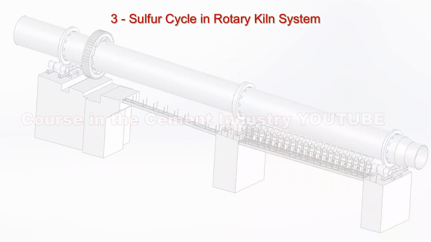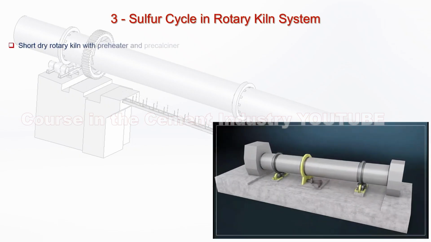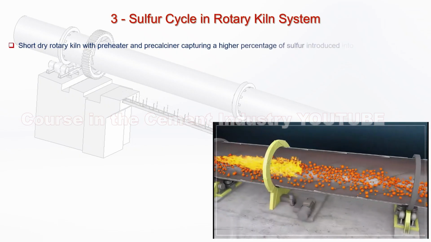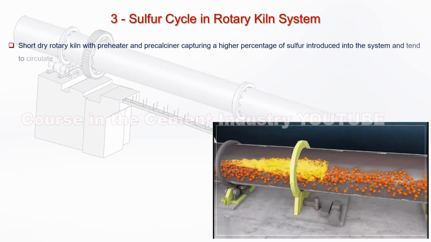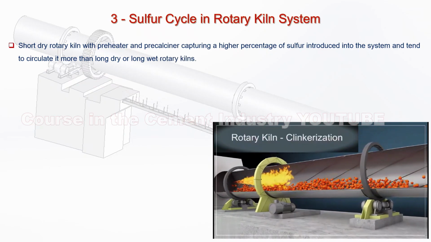3. Sulfur cycle in rotary kiln system. What happens inside a rotary kiln? 1. Short dry rotary kilns with preheater and precalciner capture a higher percentage of the sulfur introduced into the system and tend to circulate it more than long dry or long wet rotary kilns.